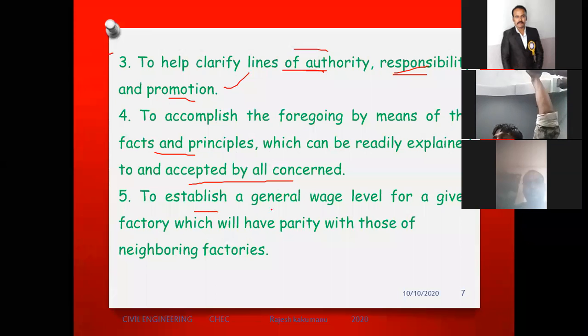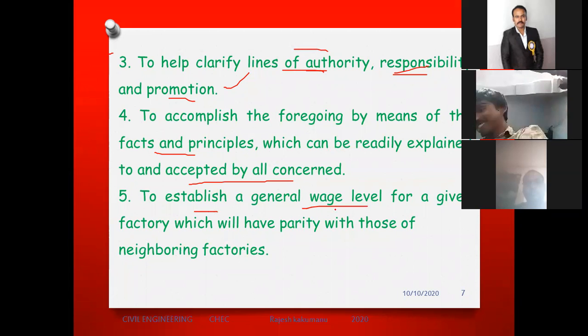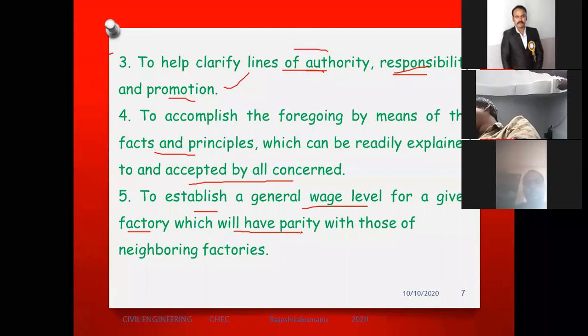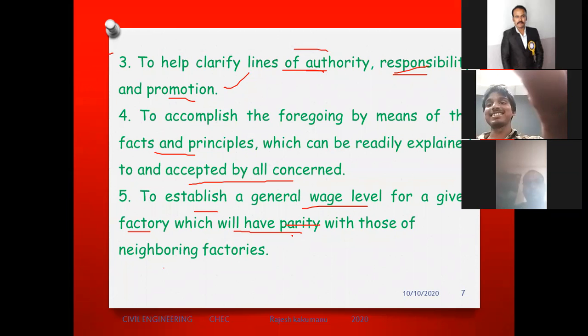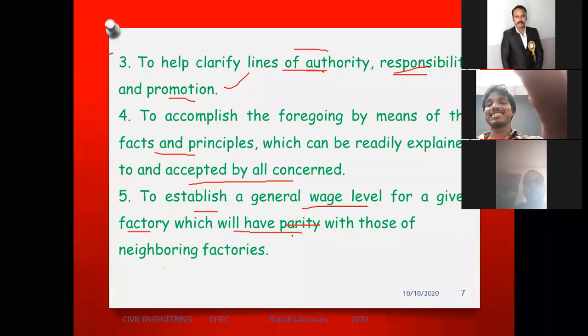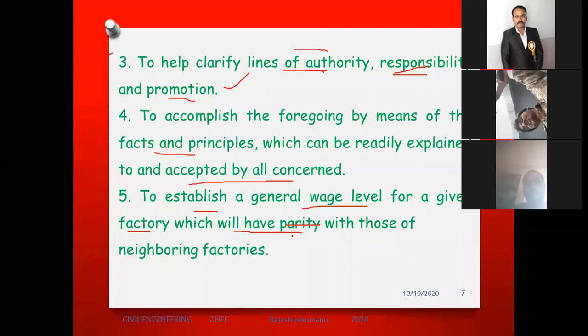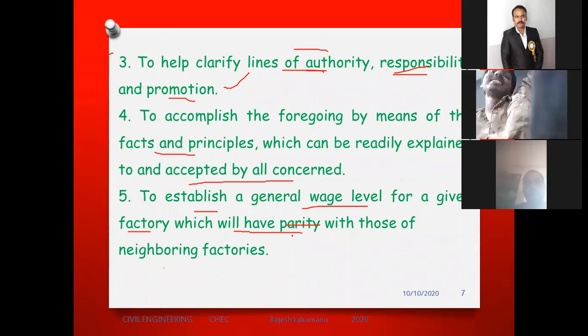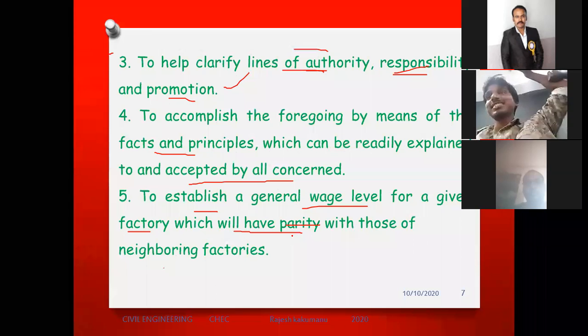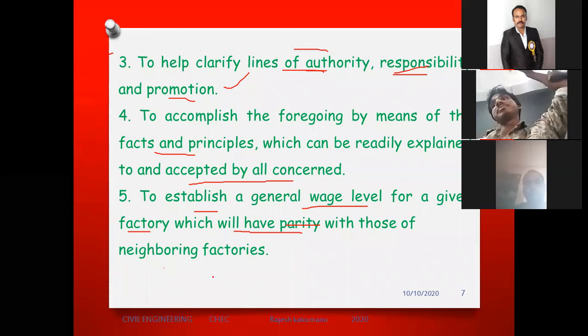Next, fifth one, to establish a general wage level for a given factory, which will have parity with those neighboring factories. If you see some HR people, some consultancy people, they will give the wage payment. In some small factories, the consultancies are acting in the main role along with HR people. These people will decide the wage level. These people will give the wage payments to the people who are working in the neighboring factories. So like this, these are the main objectives of job evaluation.